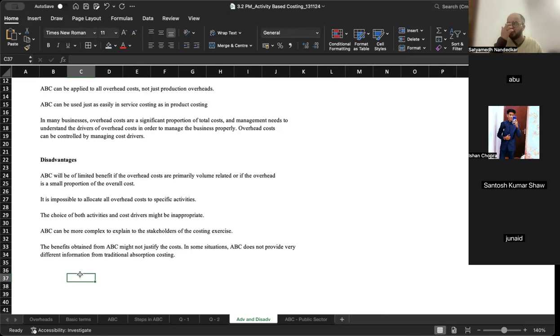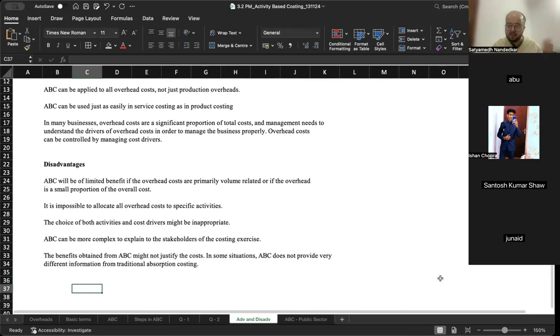Which is why, if the overhead costs are a very small proportion of the total cost, even if it is inaccurate, it is not very material to the overall decision making. In that case, activity based costing will not help. There is an MCQ based on this, by the way, in the kit on the study hub. The MCQ is something like: ABC will be of limited benefit if the overhead costs are dash, a small proportion of overall cost, large proportion of overall cost.